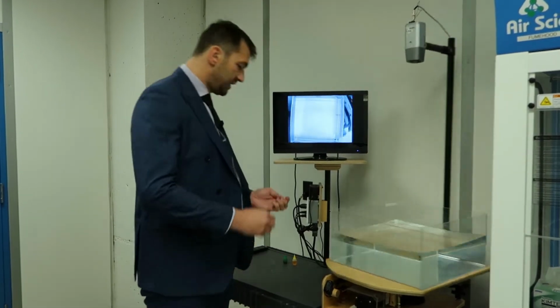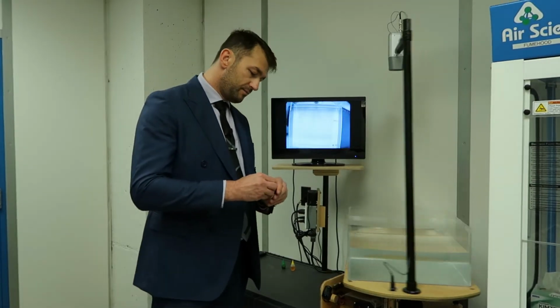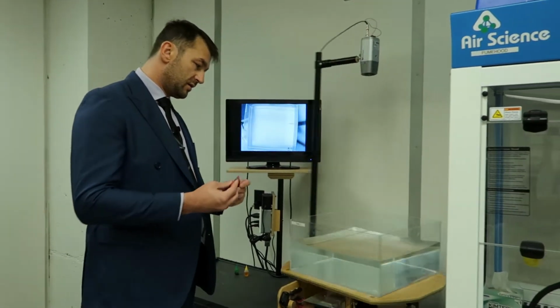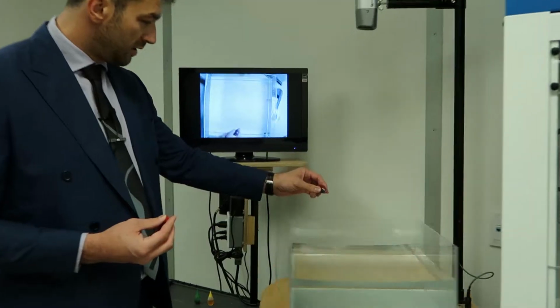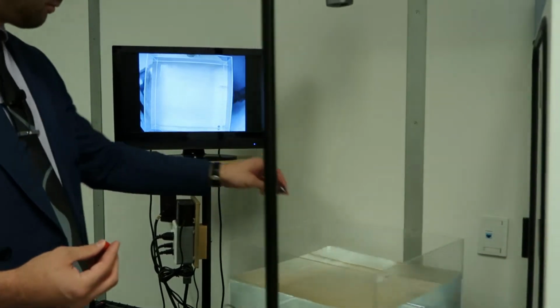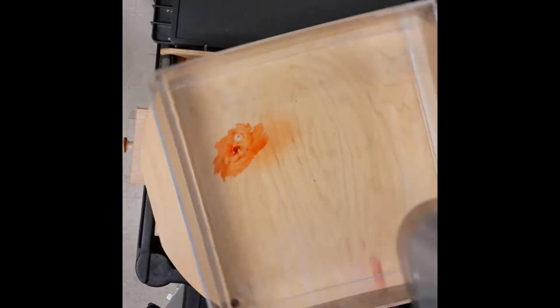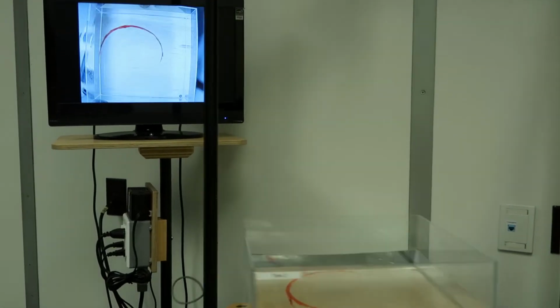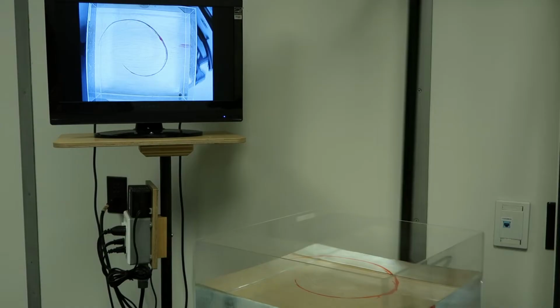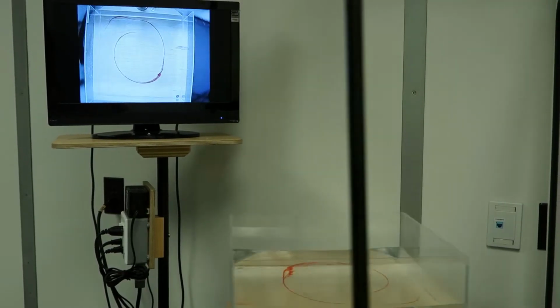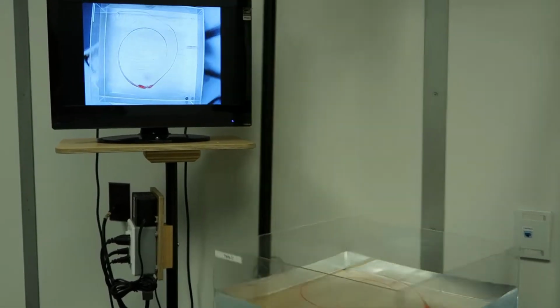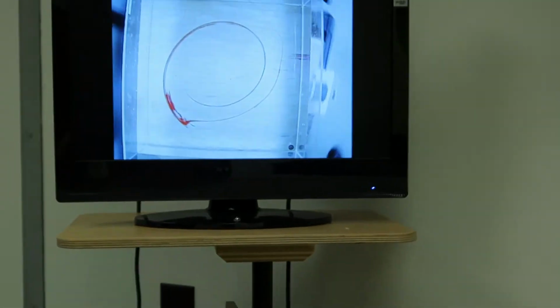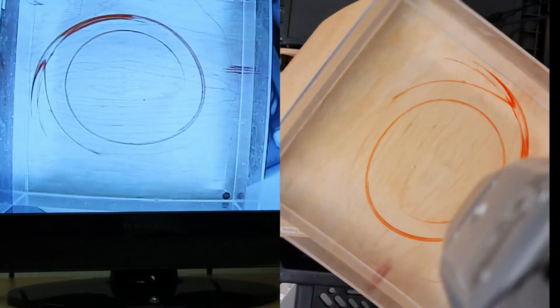So first, let's take a red dye and put a little bit in this water. Look at this beautiful trajectory on your screen. Look at this. Do you think you would get something like this in the absence of the Coriolis force? No way.